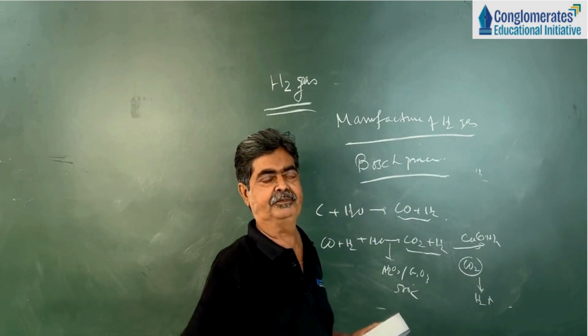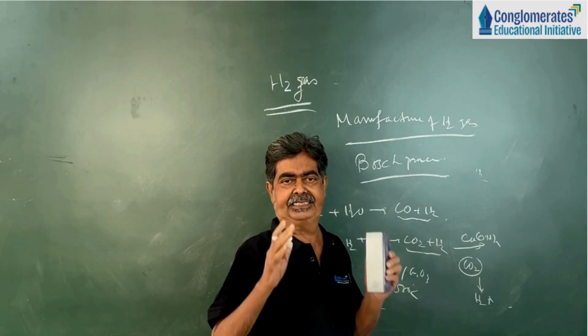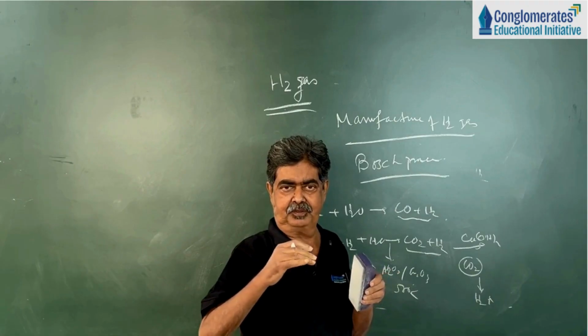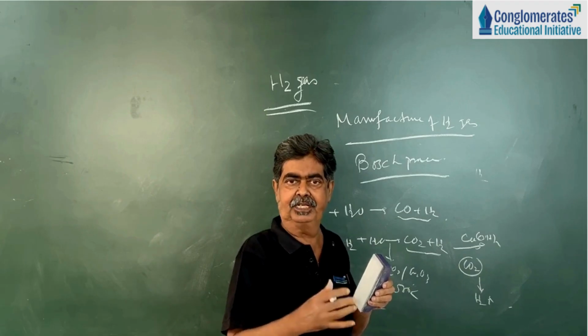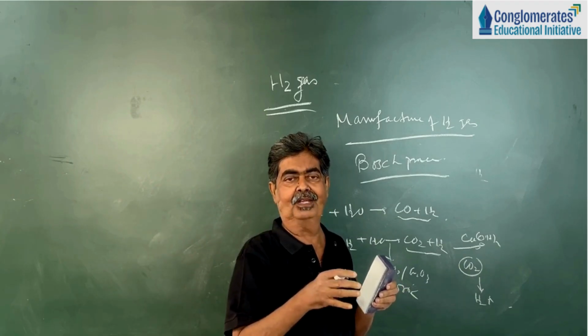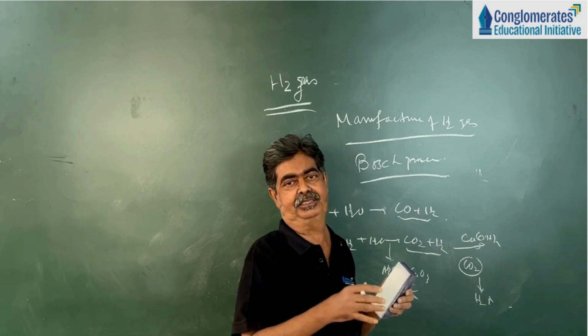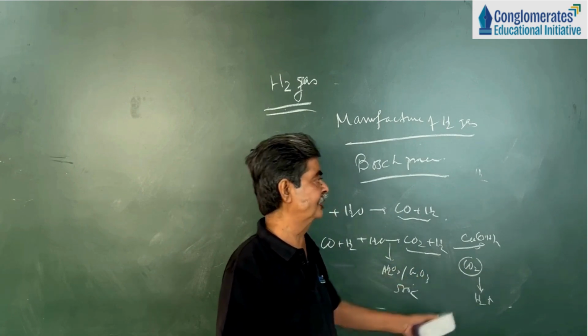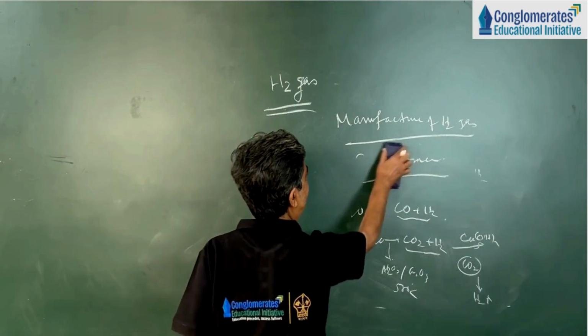Okay, let me conclude. There are 3 steps. First is water gas preparation. Second, the water gas is converted into a mixture of carbon dioxide and hydrogen. Then carbon dioxide is removed either by passing through lime water or slaked lime, or under pressure through water. In this way carbon dioxide is removed and hydrogen gas is released. So this is the method for manufacturing hydrogen gas.